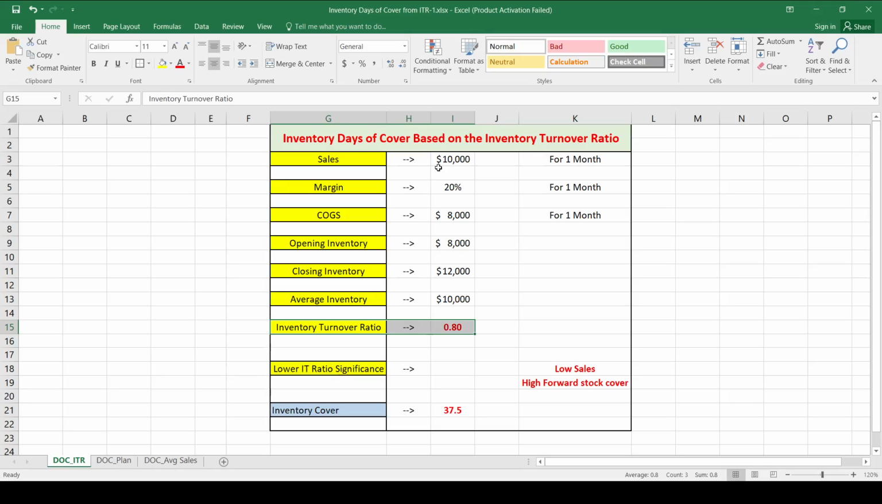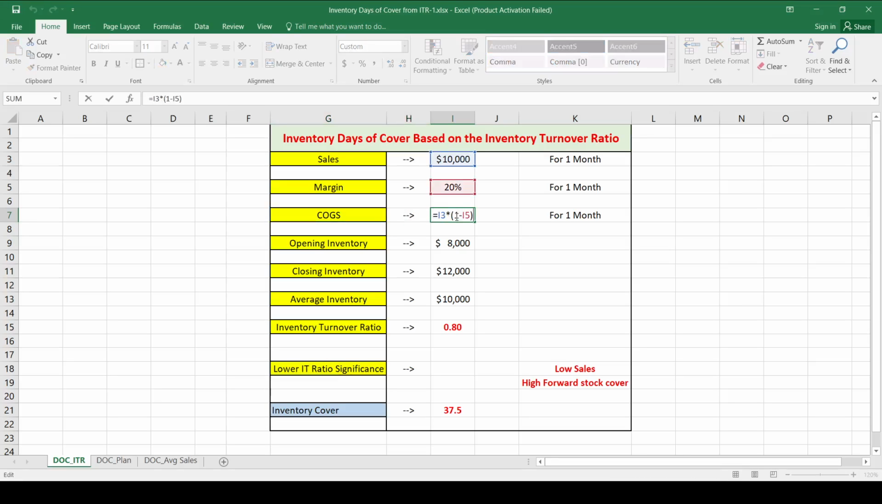Simply, suppose you have done a sale of $10,000 in a month. From this $10,000, the margin percentage is 20%. So 80% will be your cost of goods sold. Okay, so this is basically 10,000 into 1 minus 20%, which is 80%. 80% of 10,000 is $8,000. So cost of goods sold is $8,000 for a month.